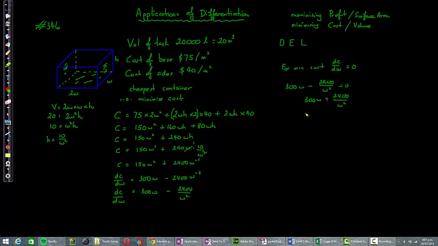Okay, and if you cross multiply here, you get 300 w cubed equals 2,400, and if you divide both sides by 300, you end up with a very nice little equation. w cubed equals 8, and therefore w equals 2.